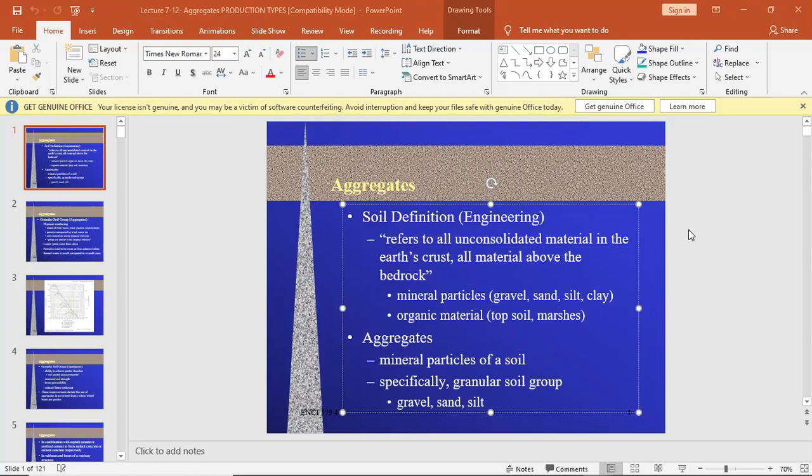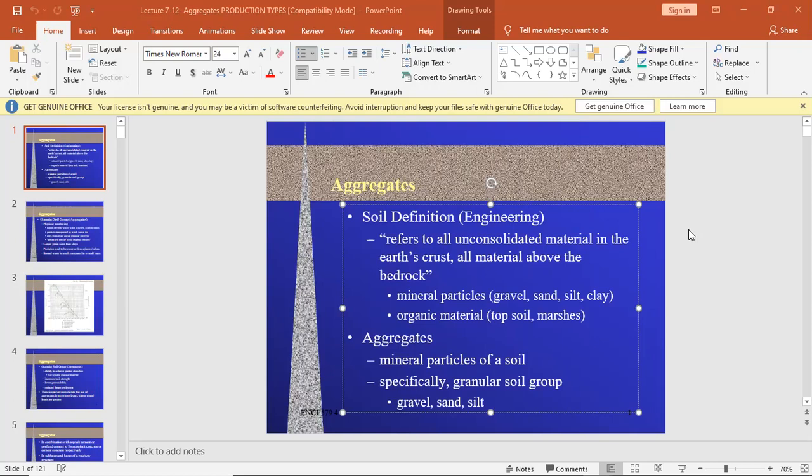So, let's see how aggregates are defined, how they are produced, how they are graded, and how they are blended. All this will be part of this course, and we will go one by one. As a matter of fact, soil is also a rock.